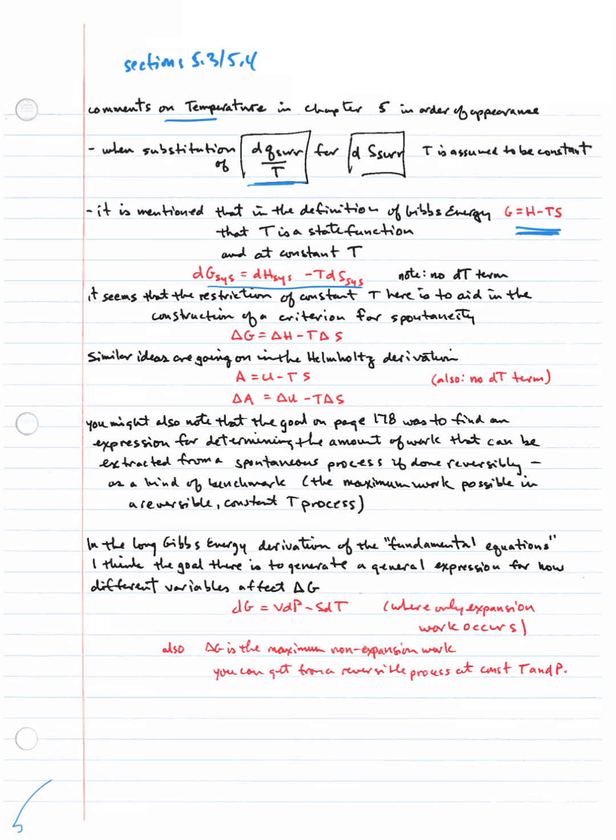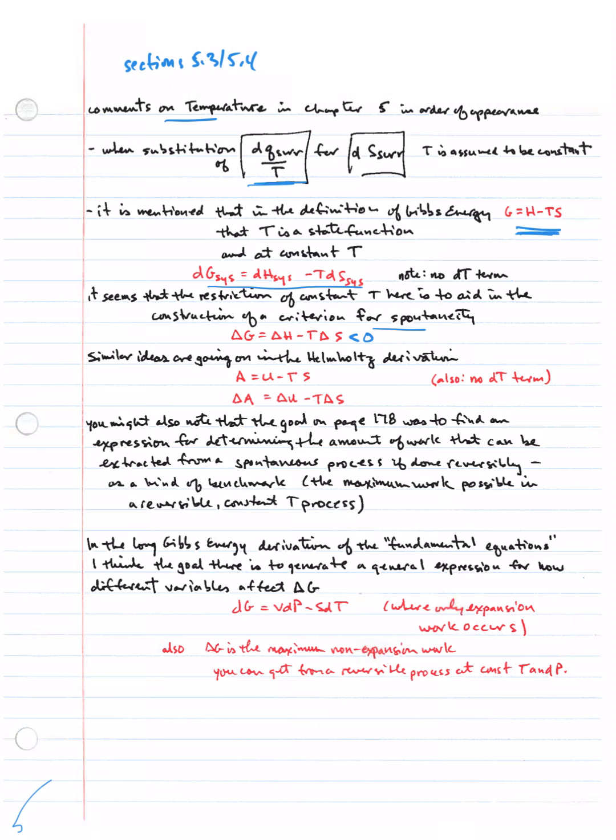So my thinking is that the restriction of constant T here is to aid in the construction of the criterion for spontaneity. It was to mimic what was going on earlier in Chapter 4 with the change in S of the universe. We were paralleling that, and that was really the point of view here, this criterion for spontaneity. When delta G is less than 0 for a non-reversible process, you know that process is spontaneous. These are the conditions in which that is true when T is constant.